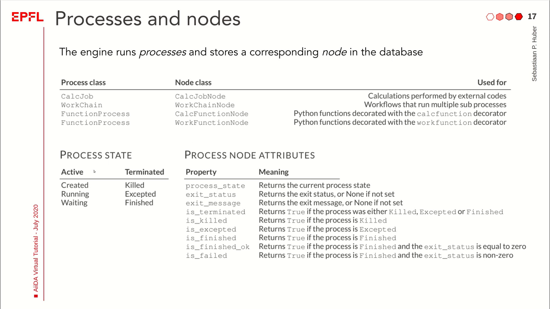Finally, each process has a state that's useful to see what its current state is. There are two types, an active state and a terminated state. The active state can be created, running, or waiting. And if it's terminated, it's either killed, so it's killed by the user, excepted, meaning some exception occurred during execution, or it's finished, meaning everything ran nominally. And finally, you don't have to look at these now, but these are some useful properties on the nodes that you can use to inquire its state. For example, the process state, the exit status, and some properties, whether it's finished okay, or failed.